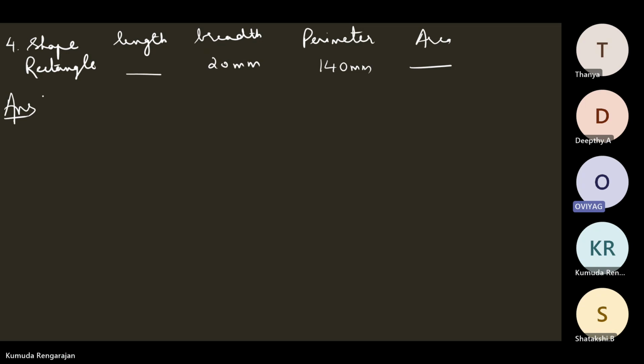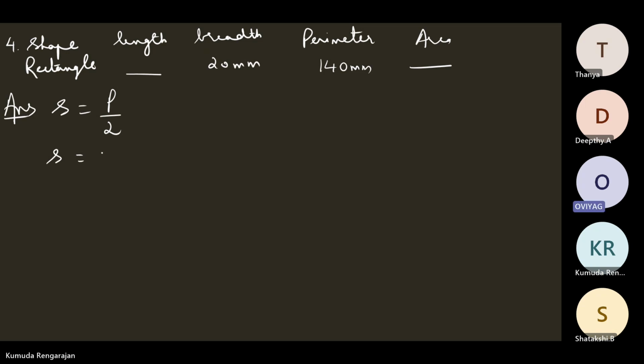First we have to find the length, ma'am. Correct. So we have to subtract semi-perimeter and breadth, ma'am. Okay, very good. But do you have the semi-perimeter? No, ma'am. We have to find the semi-perimeter. So what is the first step? The first step is to find the semi-perimeter. Semi-perimeter is equal to? Perimeter divided by 2, ma'am. Very good.